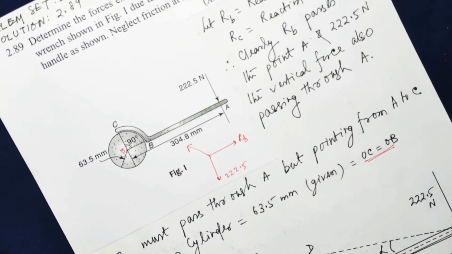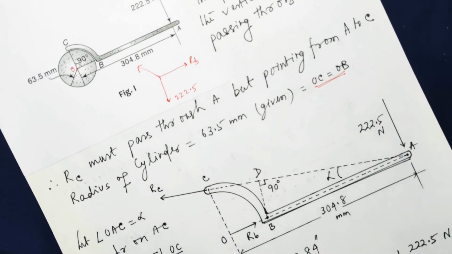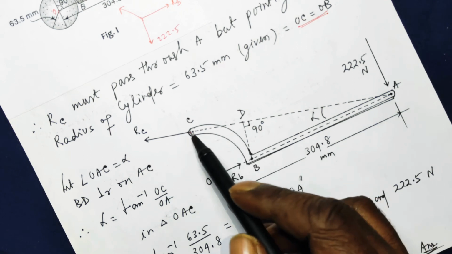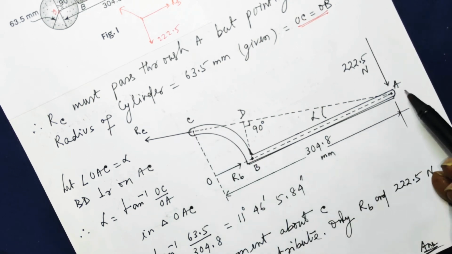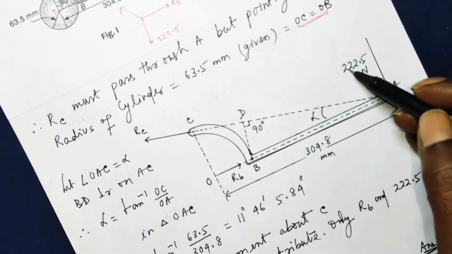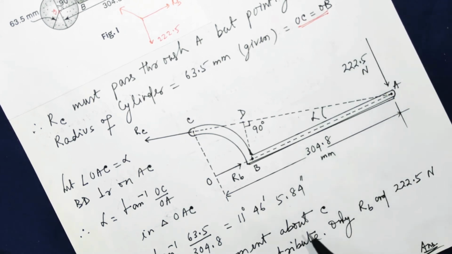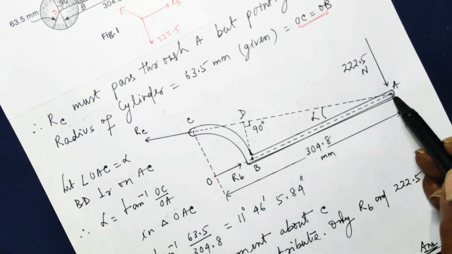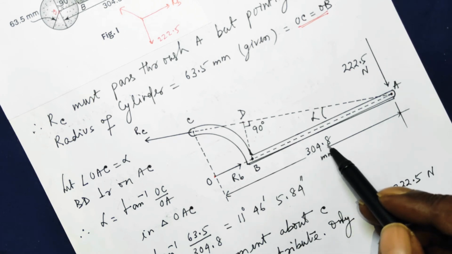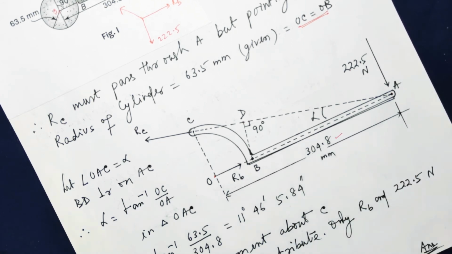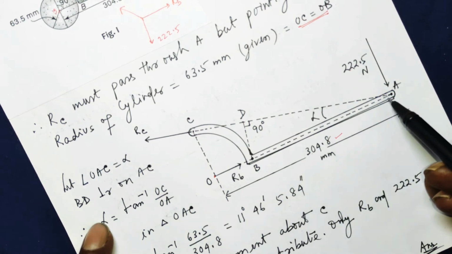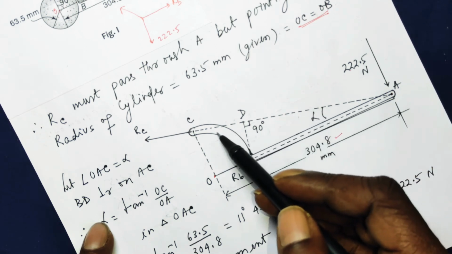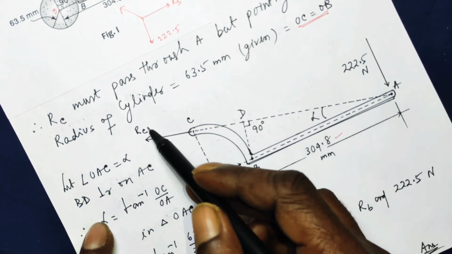Now there is a redrawn diagram for you for better understanding. Look here, I have drawn the spanner wrench for you. This is the spanner wrench. This is the point A where the vertical load of 222.5 Newton is applied. And this is the center of the cylinder. From the center of the cylinder to the point A is given as 304.8 millimeter. So as I just explained, the reaction at C must pass through the same point A, but pointing in the direction from A to C, RC.